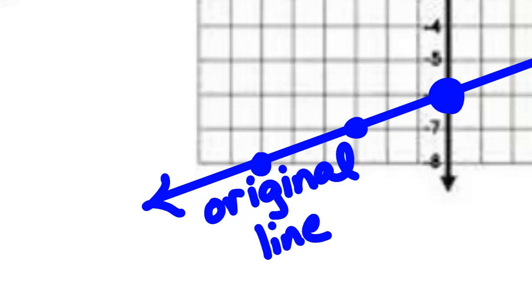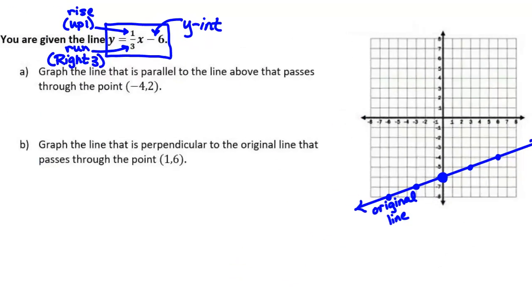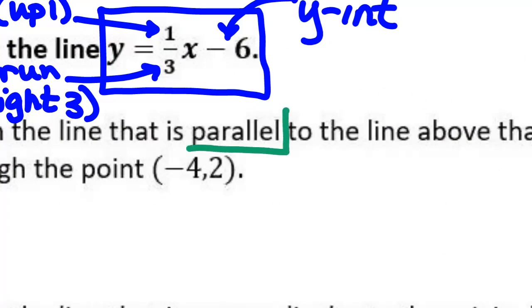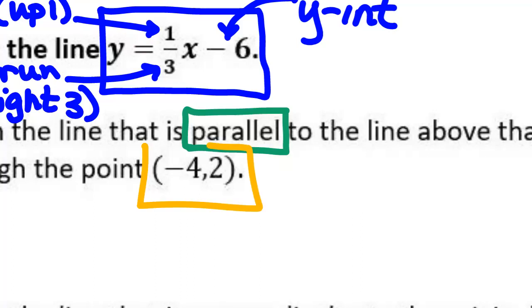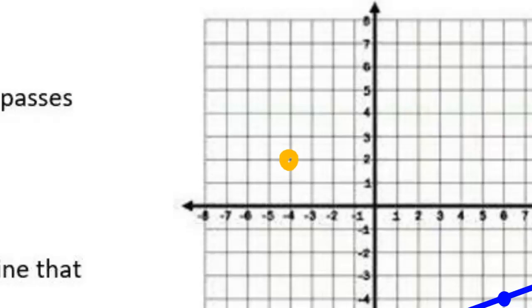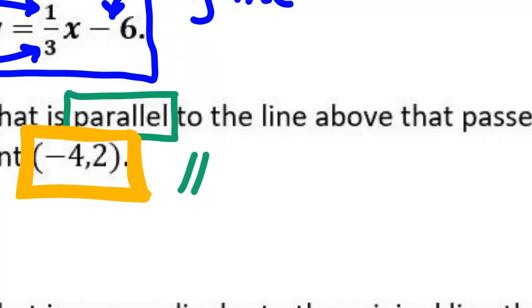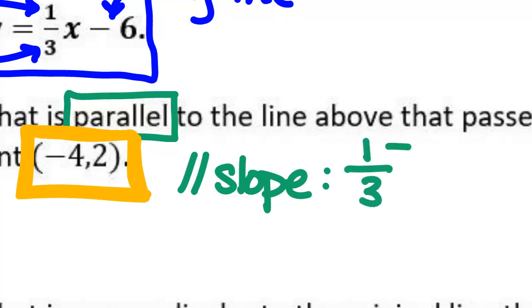All right, now to actually get to part A. In part A, we want to graph a line that is parallel to the one that I just drew, and it has to go through this point. So instead of a y-intercept, I'm going to plot this point, and then we'll use our slope from there. So negative 4, 2 right here. And if I want the line to be parallel, what should my slope be? Same thing, so up 1, right 3.